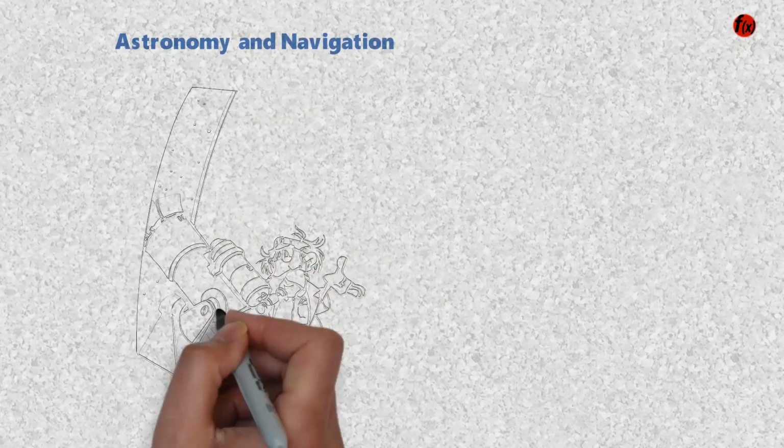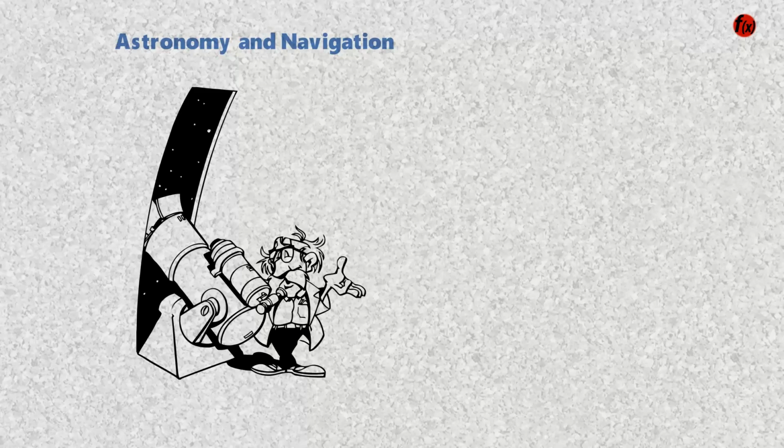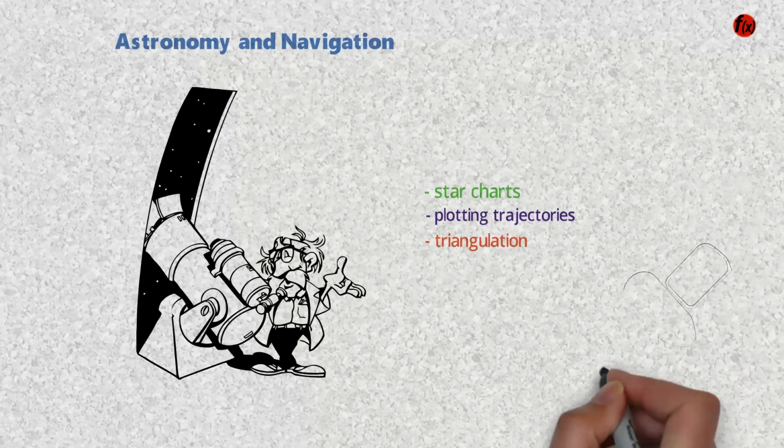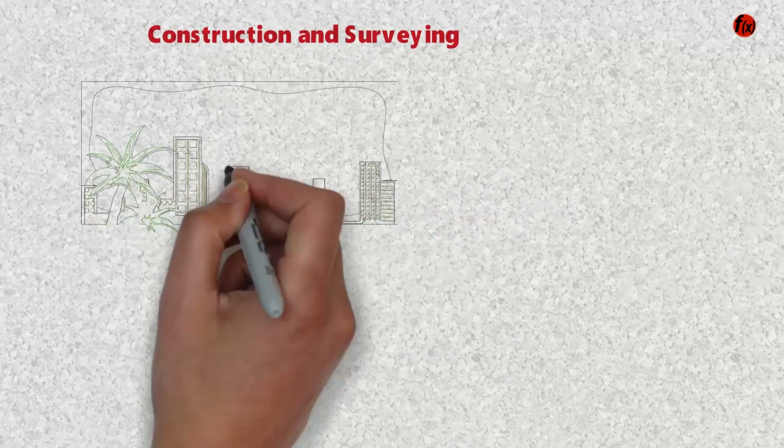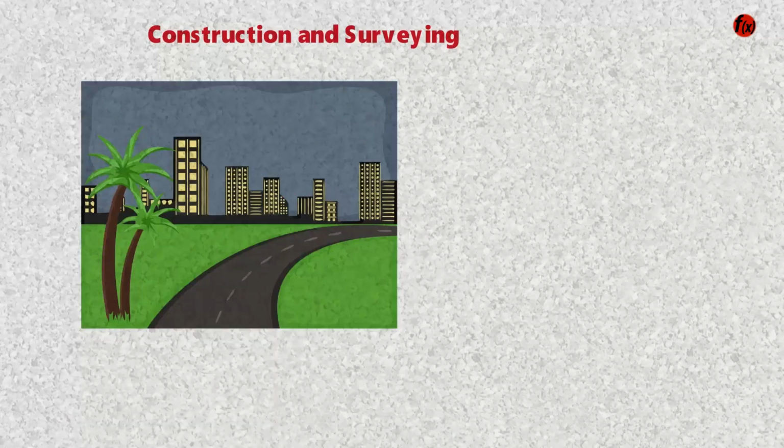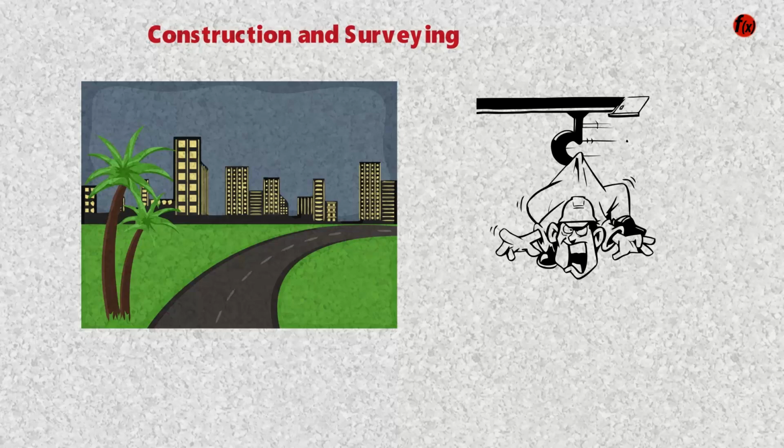In celestial mechanics and navigation, circles and chords are frequently used in coordinates and projections. For example, in star charts or when plotting trajectories. The concept also underpins methods used in triangulation and satellite positioning. Construction and surveying. When constructing curved elements, such as roads, railways, or landscaping features, surveyors and civil engineers may use the properties of circles to determine curve radii and chord lengths. This ensures that elements are built to proper curvature to meet design specifications.